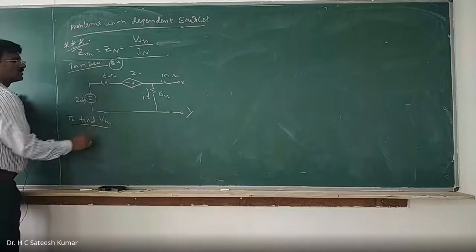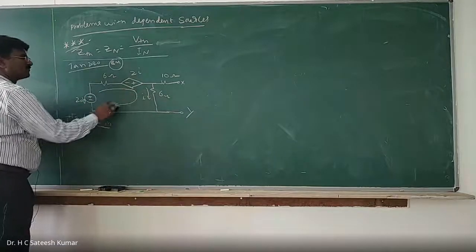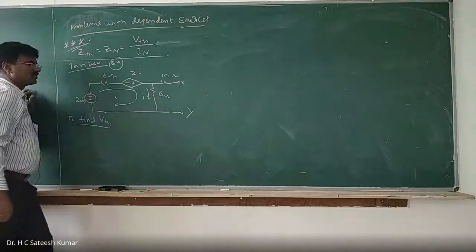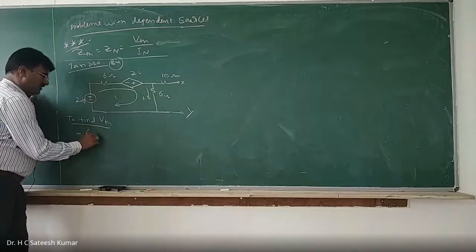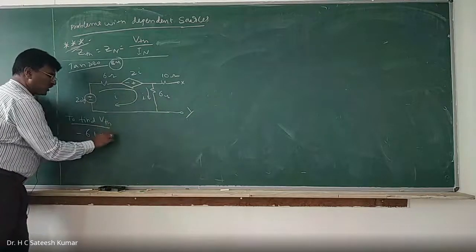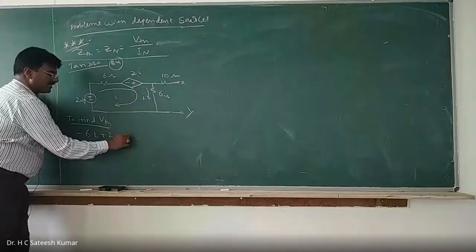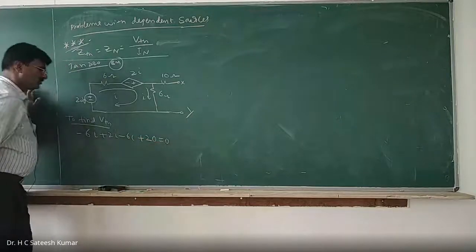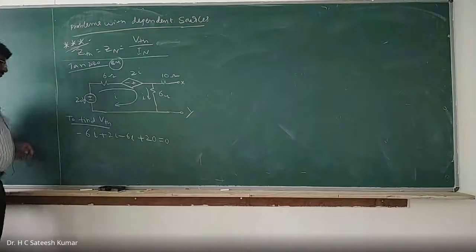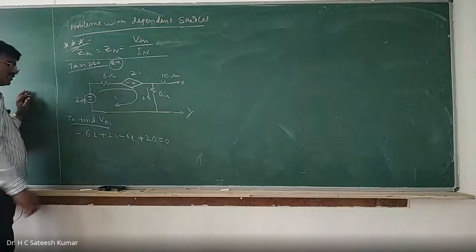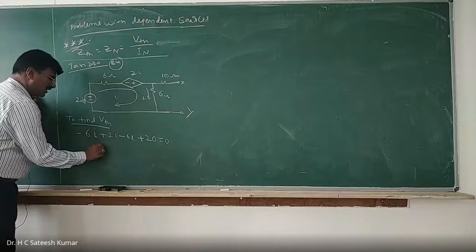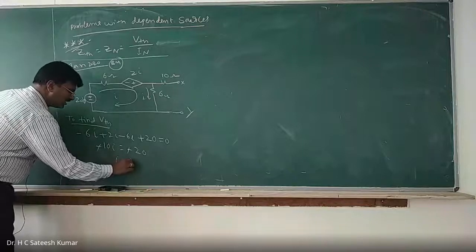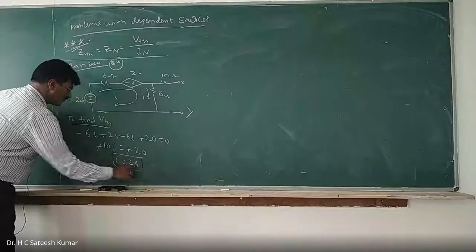VTH. What do we have? Apply KVL. Call the current I, by the same notation, because only one loop is there. Minus 6I, minus 6I, plus 2I, minus 6I, plus 20 is equal to 0. Therefore, minus 12I plus 2I, minus 10I, is equal to minus 20. The minus signs cancel. I is equal to 2 amps. That is your I.